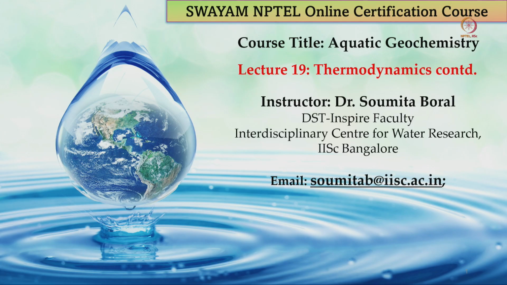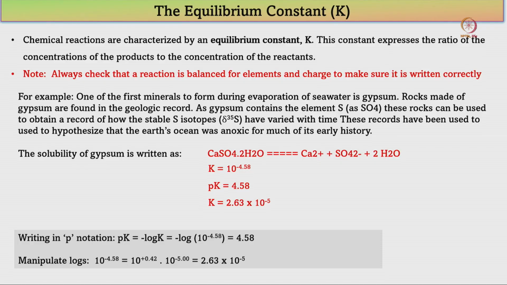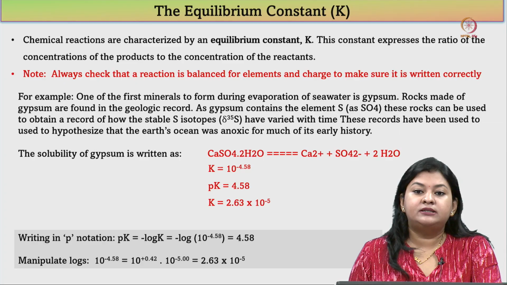This is the 19th lecture and we are going to continue understanding the thermodynamics and thermokinetics concepts. So, in our previous lecture we were discussing the Gibbs free energy and the chemical potential of a particular species, how to calculate that. Now, let us move on to finding out what the chemical equilibrium is, how to calculate the chemical equilibrium constant, that is K. Now, chemical reactions are characterized by this equilibrium constant K.